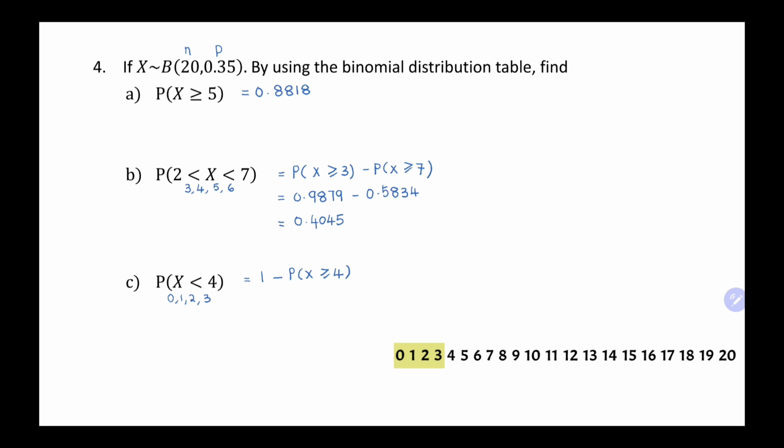Maksudnya, kita tolak yang kita tak nak. Kita tak nak adalah 4 dan ke atas. Bila dah dapat simbol greater dan equal, baru kita boleh guna table. Selagi tak dapat simbol greater equal, tak boleh baca table.